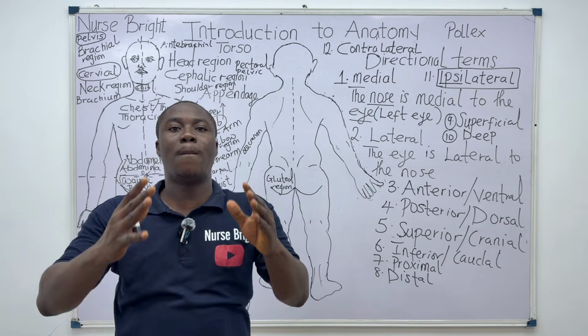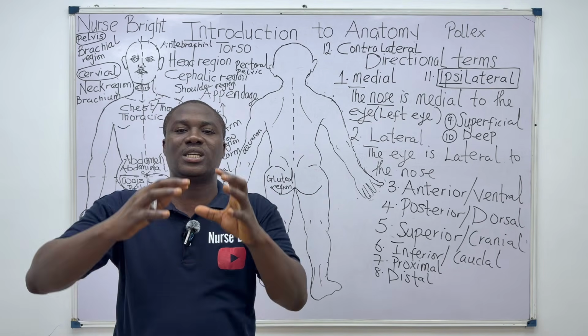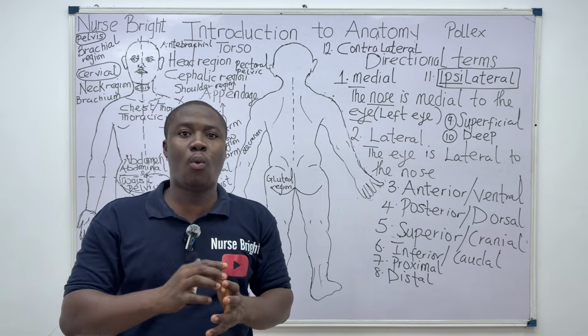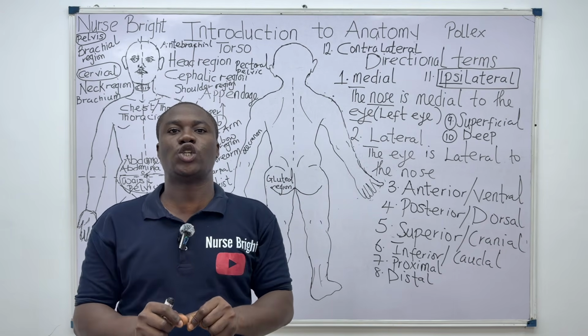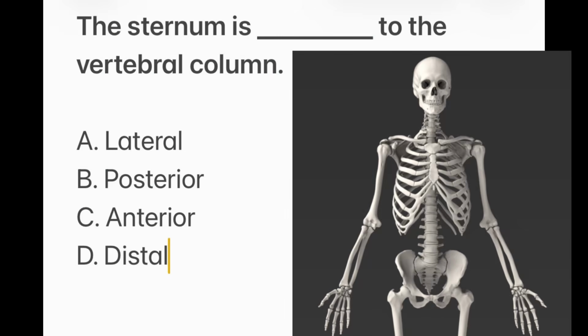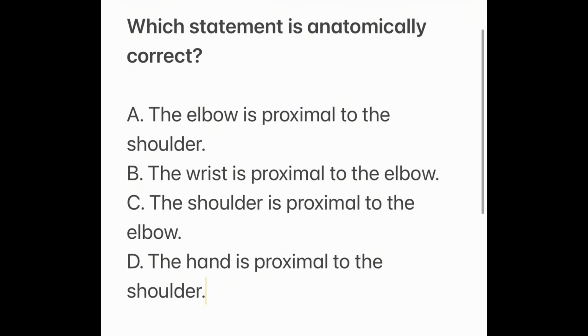Let's get into practice detailed smart questions on all what we have said on directional terms. Get ready. This is the first question, and it says the sternum is dash to the vertebral column. What is the answer? You can see the diagram in this skeletal picture. So do well to provide the correct answer to the question. It is not hard at all.